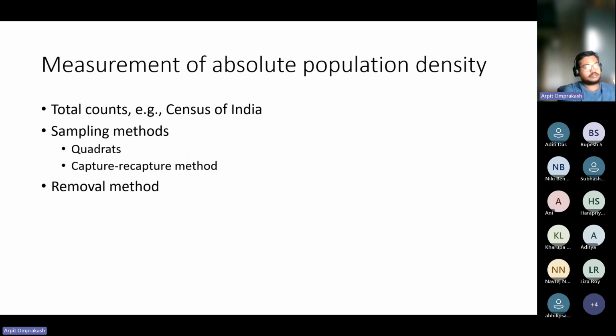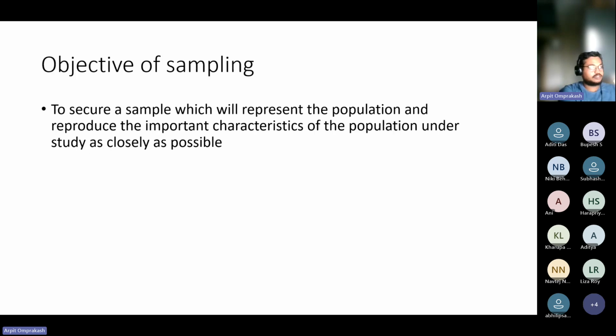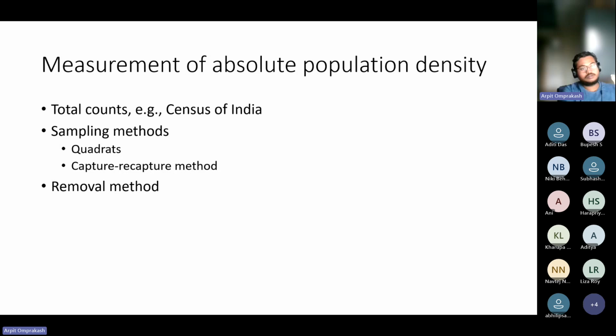So how do we measure population density? One way to measure population density is basically total count. For example, we have a census that is carried out in India every 10 years. In a census, the government sends officials to every house, every place. They inquire and count the number of people present in each house in each given region.